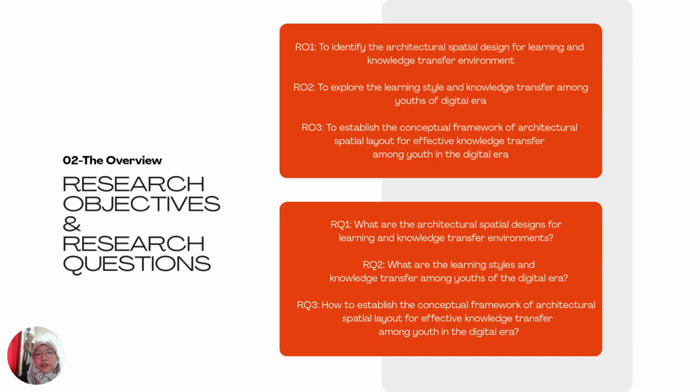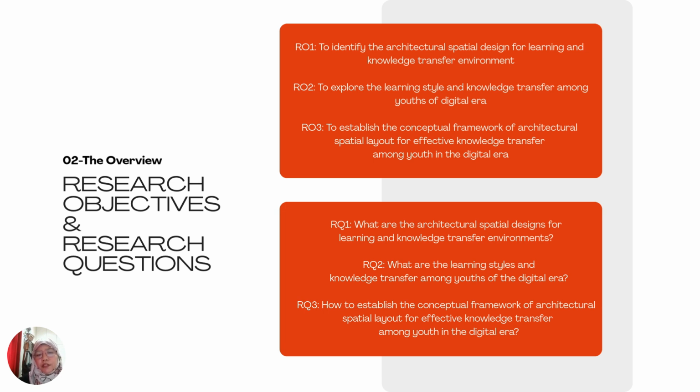Next, we have the research objectives and research questions. This is more on the library itself, but the focus of the topic is to identify the architectural spatial design for the learning and knowledge transfer environment. The second objective is to explore the learning style and knowledge transfer among youth of the digital era, referring to the digital native generation of now. And the final objective is to establish a conceptual framework of architectural spatial layout which can be effective for knowledge transfer among youth of the digital era.